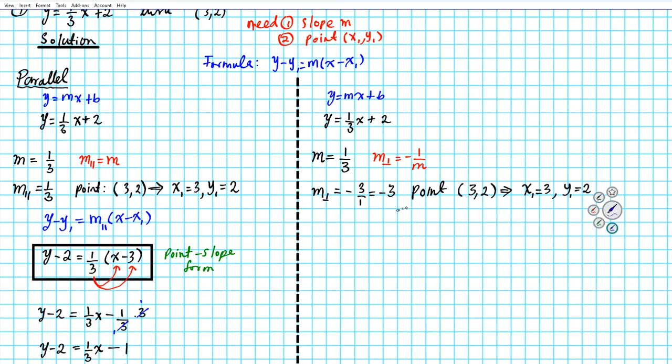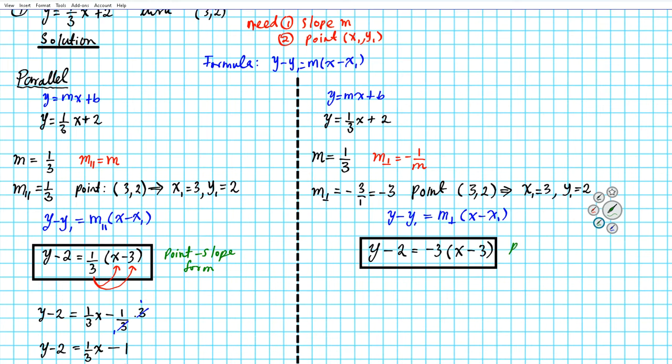Now we're going to put it all together with the point slope formula: y minus y1 equals m perpendicular, in this case, times x minus x1. We'll plug everything in. We have y minus y1, and y1 is 2. y minus 2 equals m, which is -3, times x minus x1, and x1 is 3. Okay? And then, ladies and gentlemen, this form that we have right here, this is the point slope form.